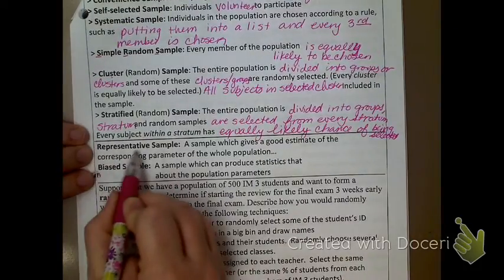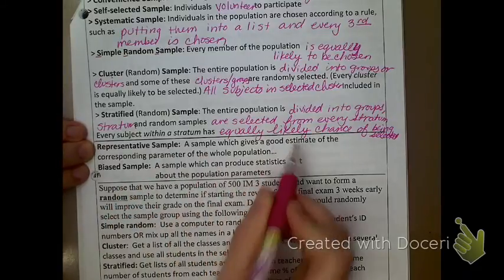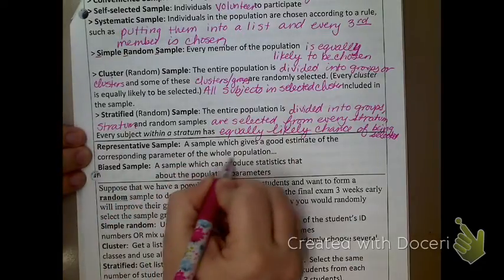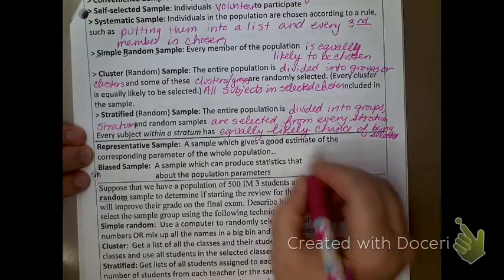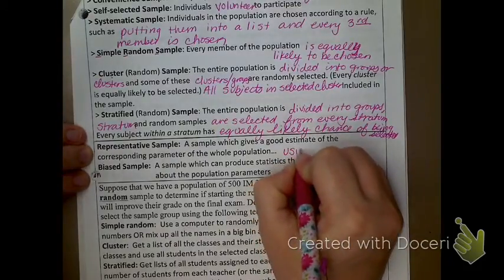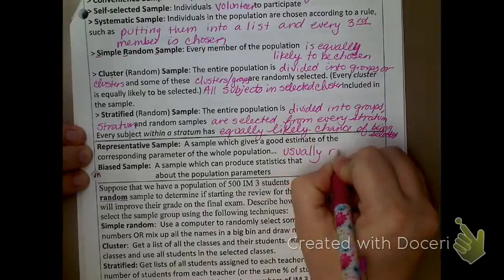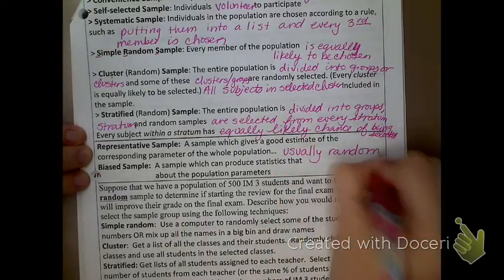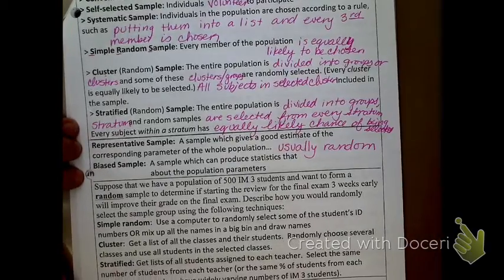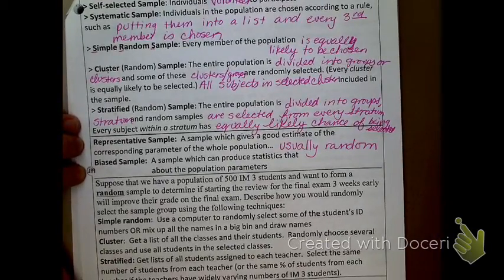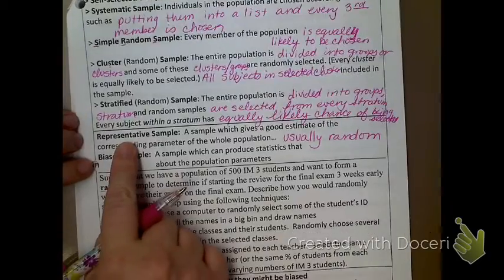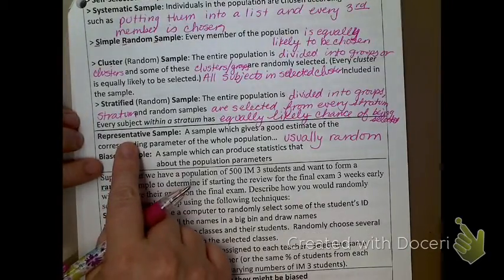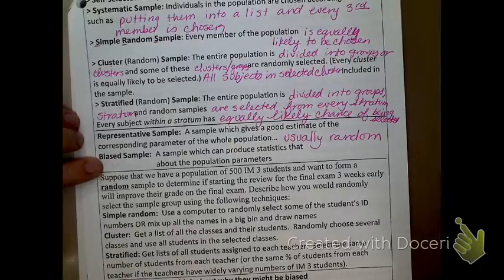A representative sample is a sample which gives a good estimate of the corresponding parameter of the whole population. So that means it is usually random. I gave some examples yesterday about civil rights, when you had an African American man who was in court for some reason, and if he had an entirely white jury, that would not be a representative sample of the population, and therefore he got a biased result based on what society wanted the result to be at that time.